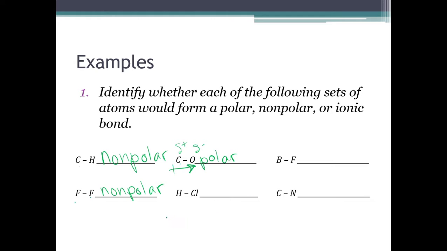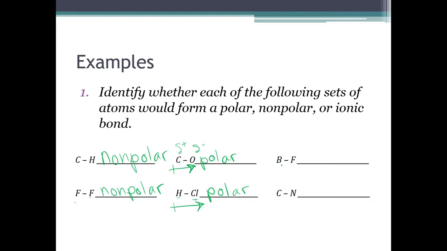All right, next we have hydrogen and chlorine. Hydrogen is one of our very low electronegativity elements. Chlorine is one of our very high electronegativity elements, so this is going to be polar. And again, since chlorine is more electronegative, it will be more negative, and we can draw our dipole pointing to the right.